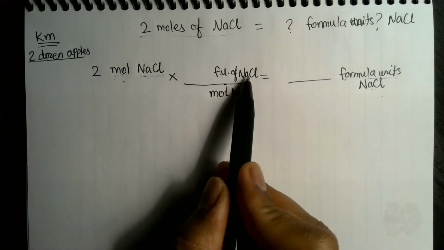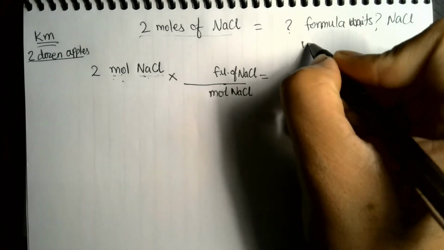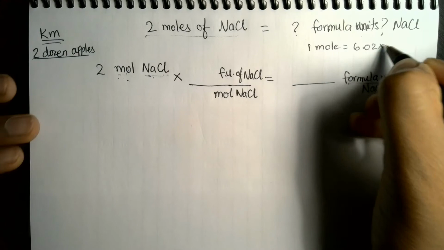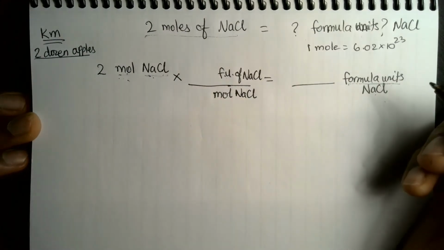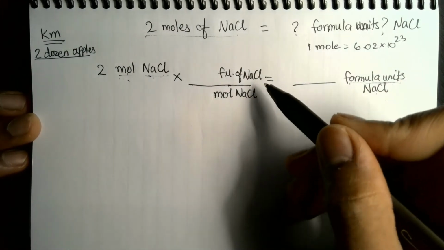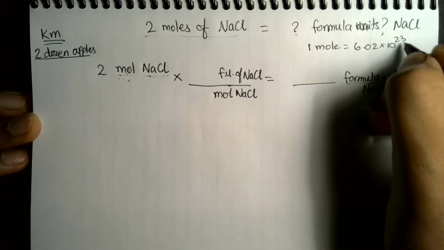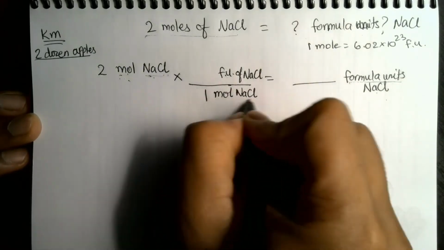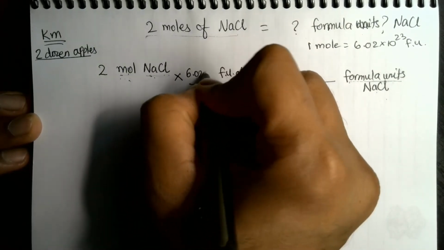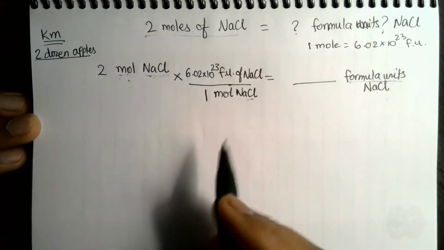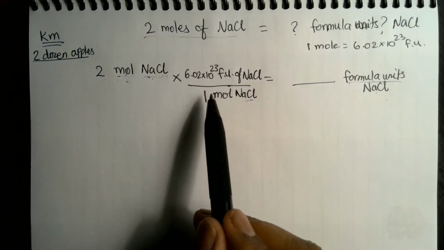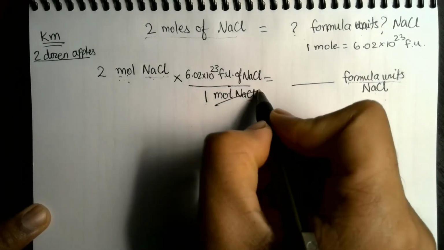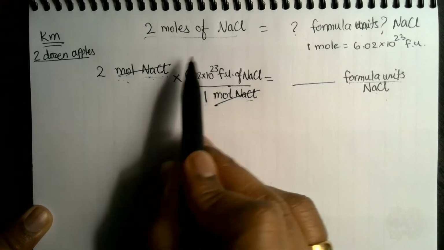So the conversion factor you're using there is 1 mole is equal to 6.02 times 10 to the power 23 of anything. In this case, 1 mole of NaCl will be equal to 6.02 times 10 to the power 23 formula units of NaCl. Keep this in mind, not the other way around. Where you put these numbers is very important. Now you can cancel out moles with moles. You're left with your answer.